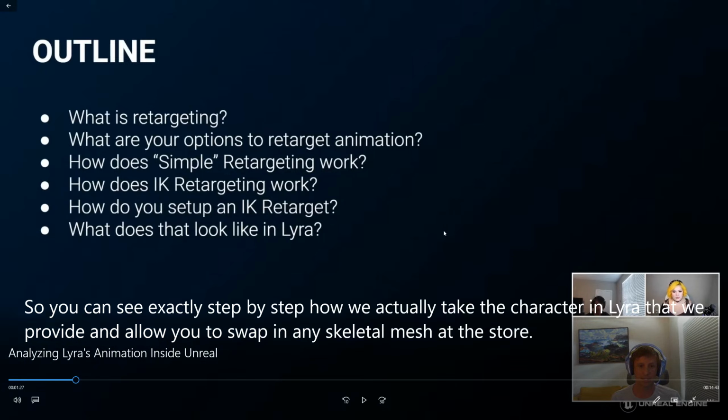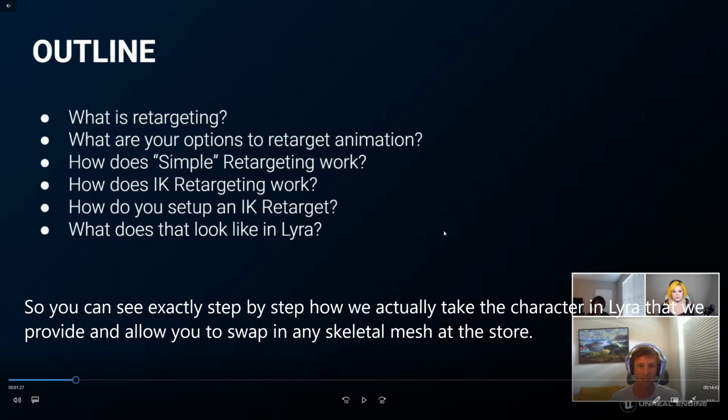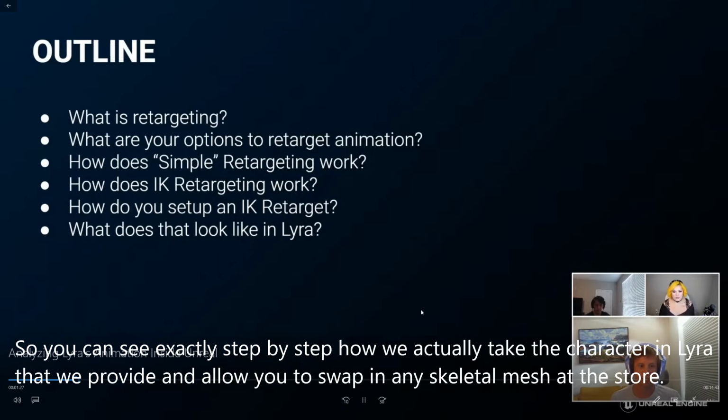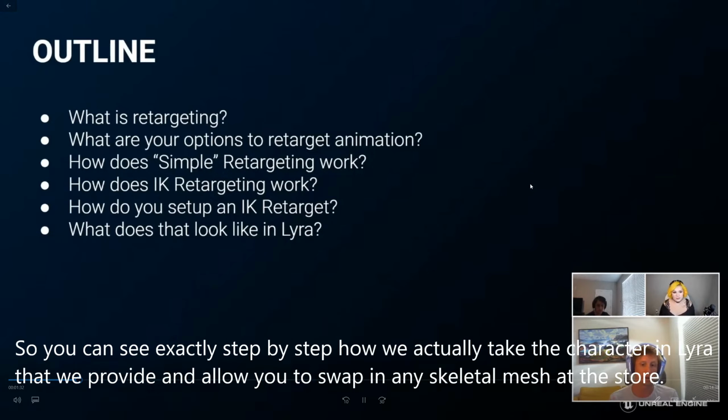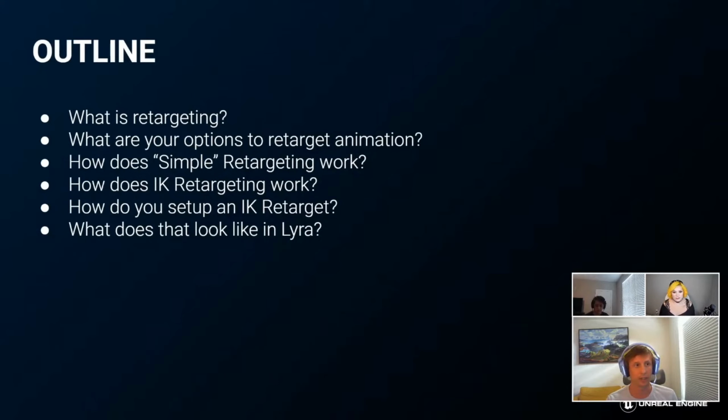So for that part, I'm not going to use the part that's been shown on stream. I'll be doing that live myself in case you guys have any questions, so I can just answer them directly and directly show it in the editor. So we're only going to watch the bit where he explains all the different types of retargeting that exist in Unreal Engine 5. But for the live bit and the creation of the IK retargeter, I'll be doing that myself. You can see exactly step by step how we actually take the character in Lyra that we provide and allow you to swap in any skeletal mesh off the store.